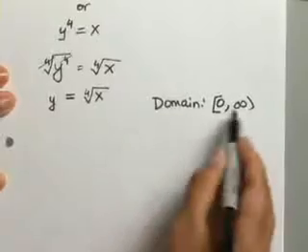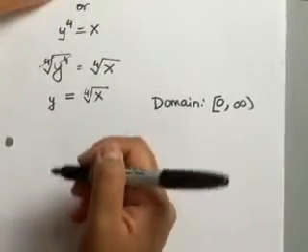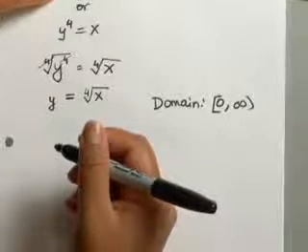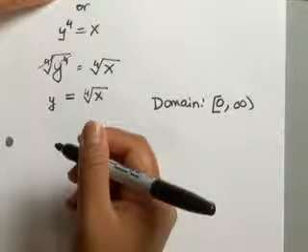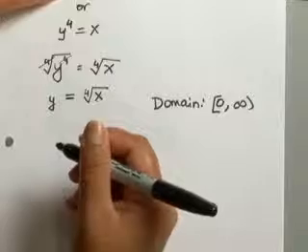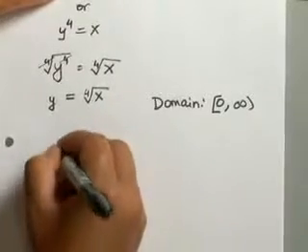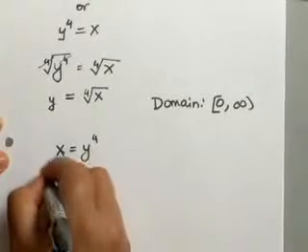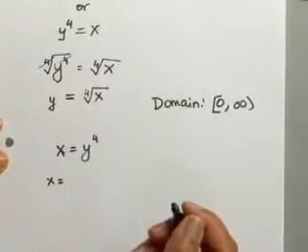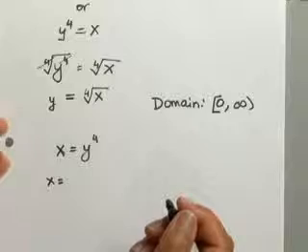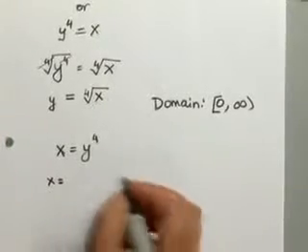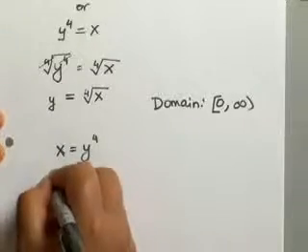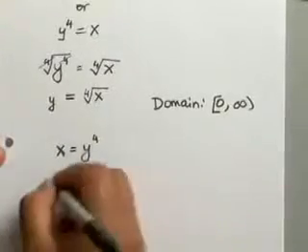All right, now that we have our domain, let's go back to our original equation and try to figure out, is this a function or is it not? So you have x equals y to the fourth. Let's say x equals, no, I think it'll work better if we actually use a value for y, okay?